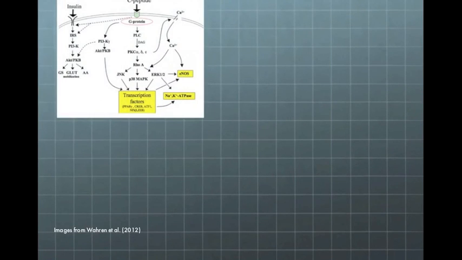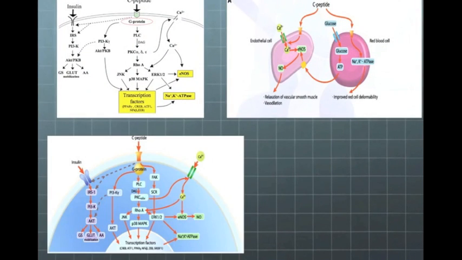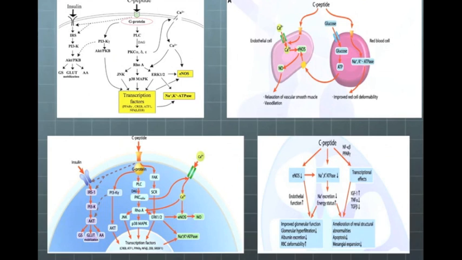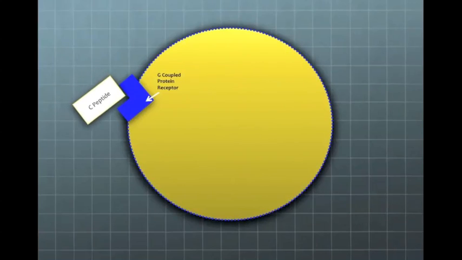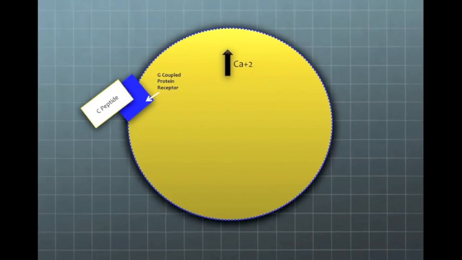The exact pathway of C-peptide in the body still remains unclear. However, many scientists have proposed potential interaction pathways. One model suggests that the binding of C-peptide to a G-coupled protein receptor starts a cell signaling cascade. The binding causes intracellular calcium levels to rise, and this activates the endothelial nitric oxide synthase.